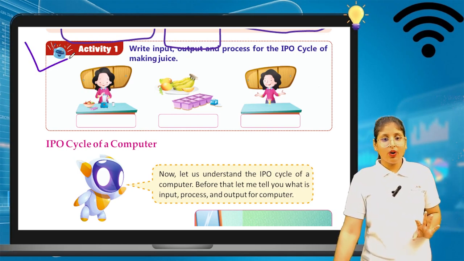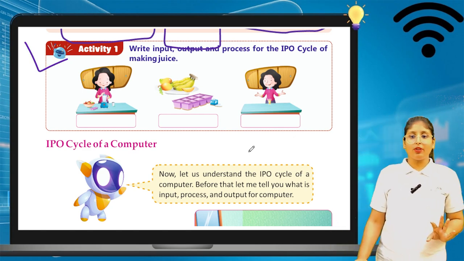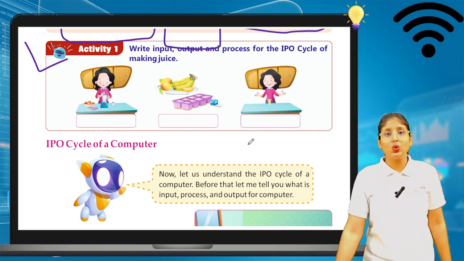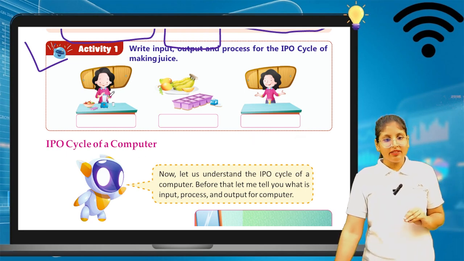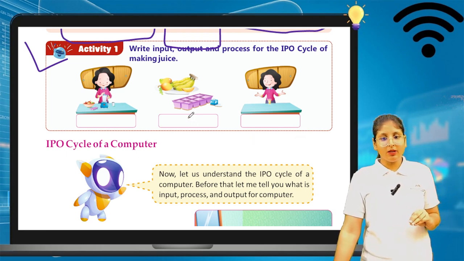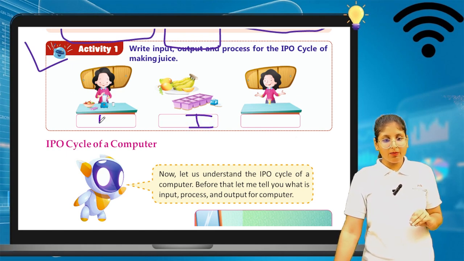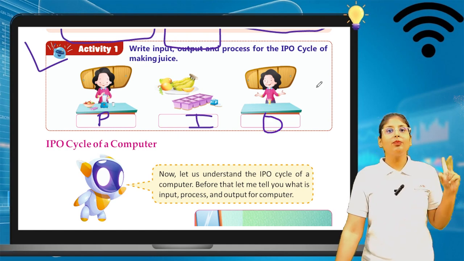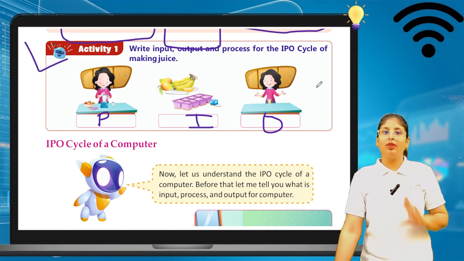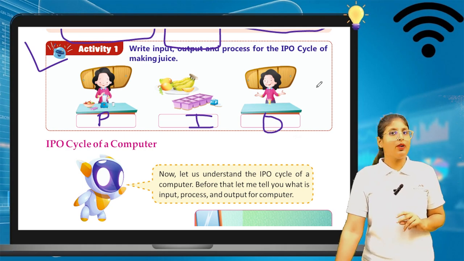One activity is for you: making the input, process and output of the IPO cycle for making a juice. If you want to make a juice, what is the input, process, output? First, this is input. Then that girl is making the process. So this is process. And the last one, the juice is prepared. This is the output. So the input, process, output steps work on this principle also, for preparing a juice.